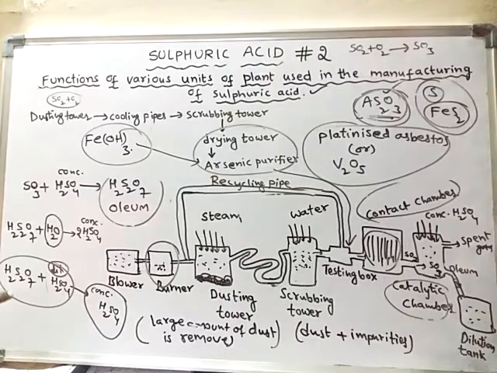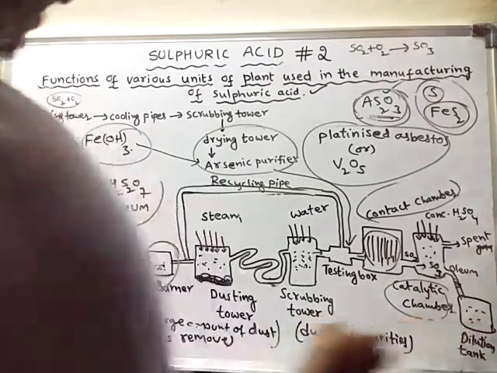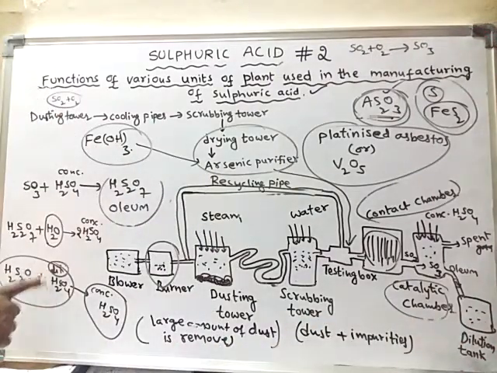Or else, in the dilution tank we may use dilute sulfuric acid instead of pure water. Even dilute sulfuric acid will react with oleum, and finally it converts into concentrated sulfuric acid. So in this way, sulfuric acid can be manufactured. This method is called the contact process.